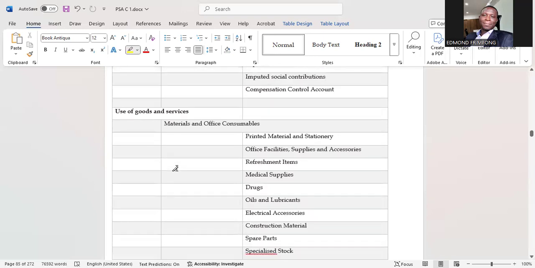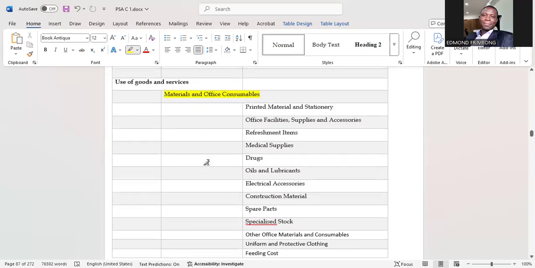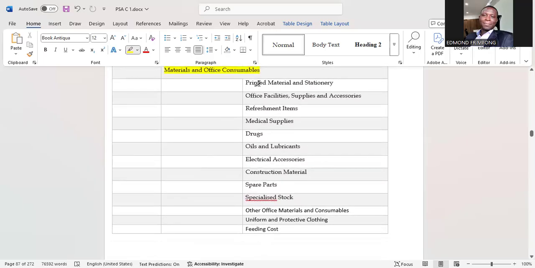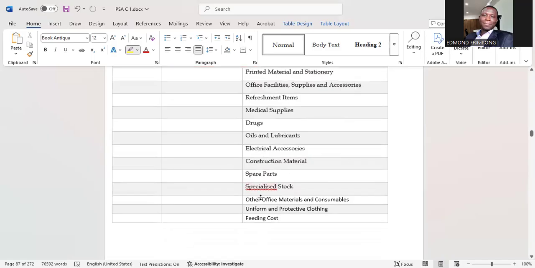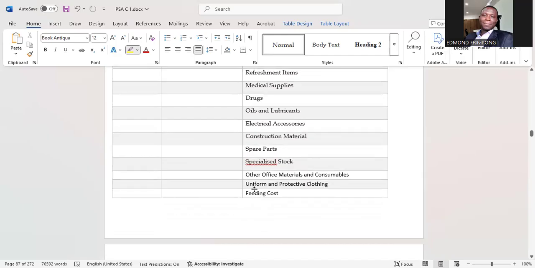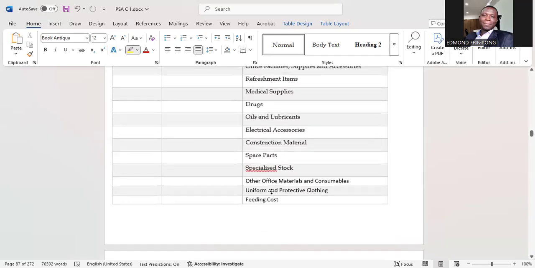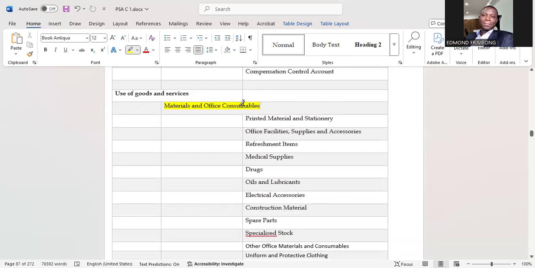Then a subclassification is materials and office consumables, and we have a lot under it. Printed material and stationery, office facilities, supplies and accessories, refreshment items, medical supplies, drugs, oil, lubricants, electrical accessories, construction materials, spare parts, specialized stock, other office materials and consumables, uniform and protective clothing, feeding costs. So all these things are under materials and office consumables, which will all come under use of goods and services.